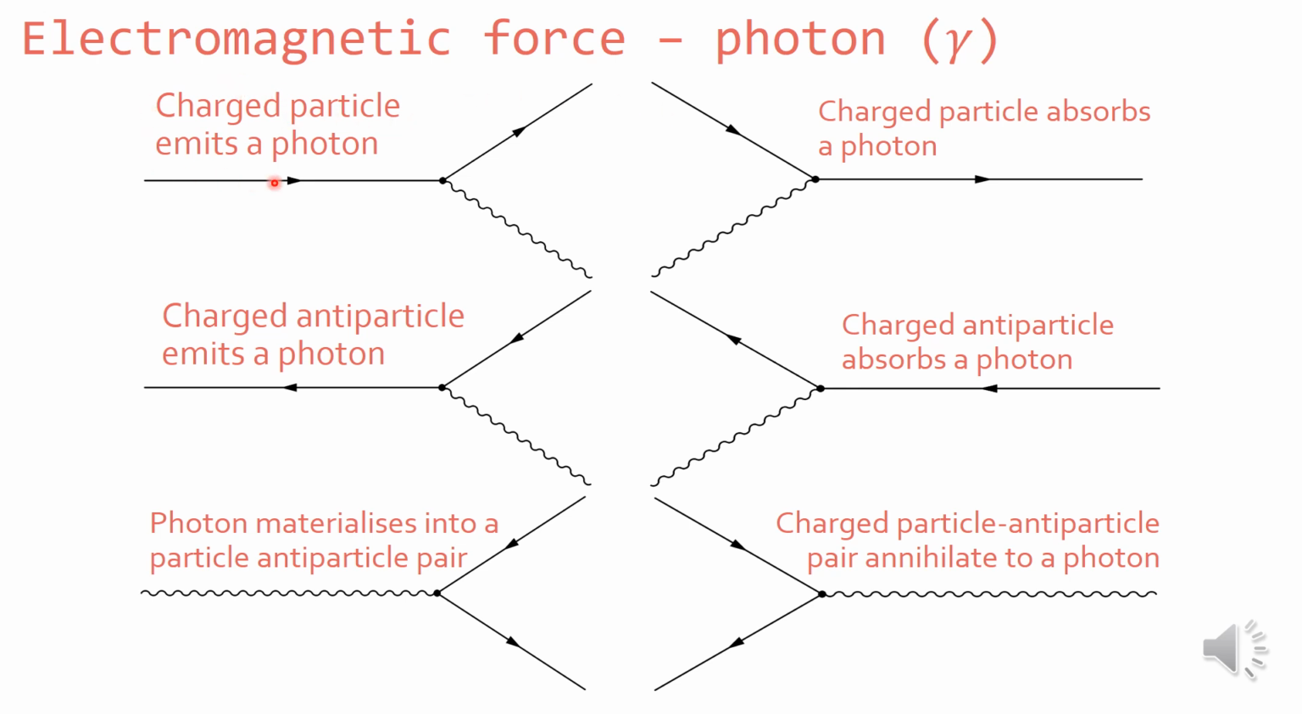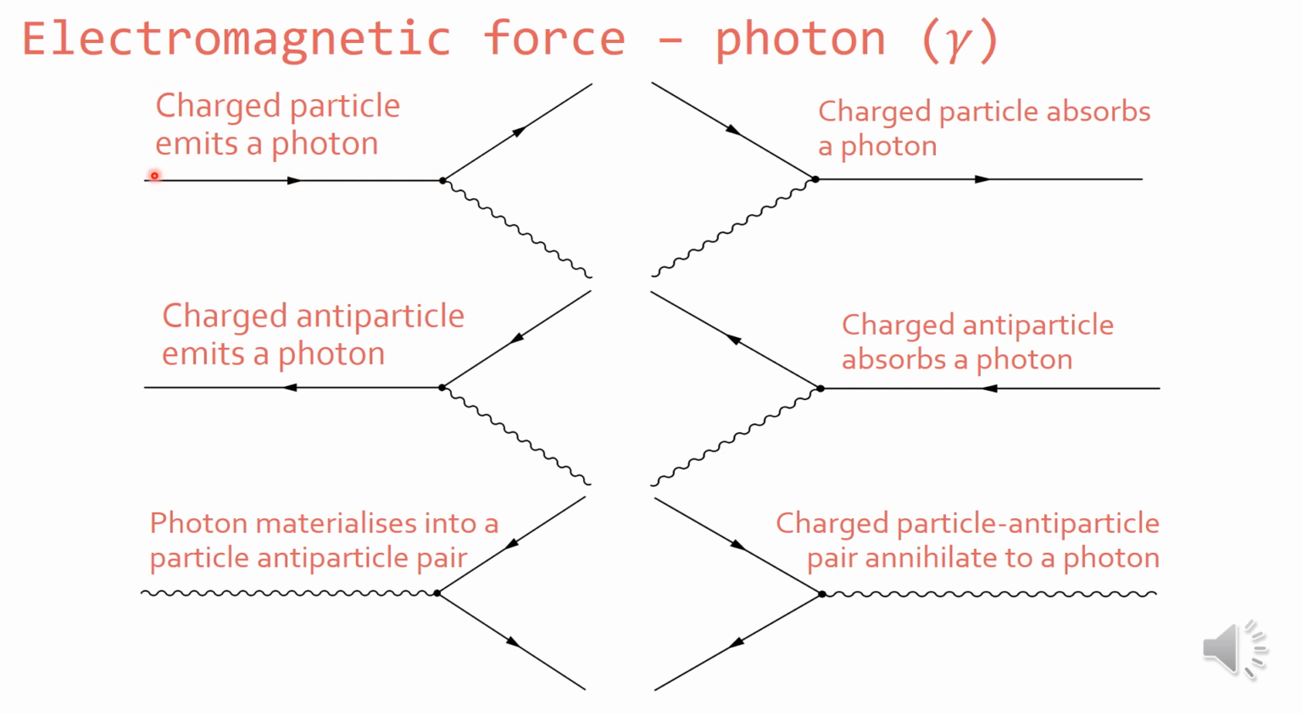Now, remember that the electromagnetic force is only between charged particles. So we've got all of the quarks, and then the electron, the muon, and the tau. So it's all of the fermions, in fact, but just not the neutrinos. So the neutrinos can't interact using the electromagnetic force. In fact, the only force that they can interact with is the weak force.